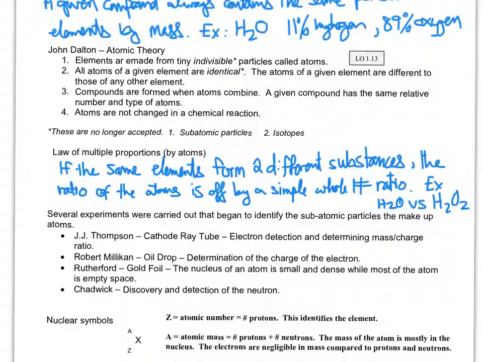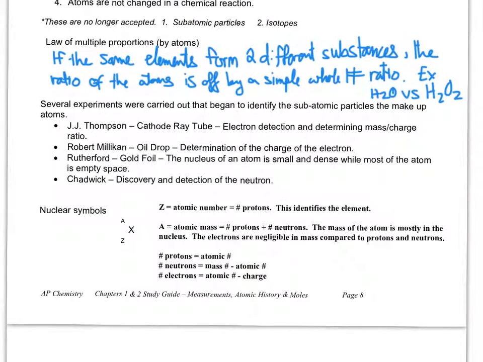No memorization on the AP exam. A little bit about the history of the atom itself and how we knew what's inside of the atom. So J.J. Thomson came up with the cathode ray tube and discovered the electrons there, and he determined the mass to charge ratio of electrons. Then Robert Millikan did his oil drop experiment. He determined the charge of the electron.